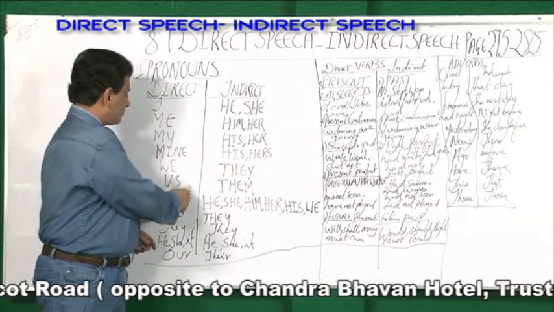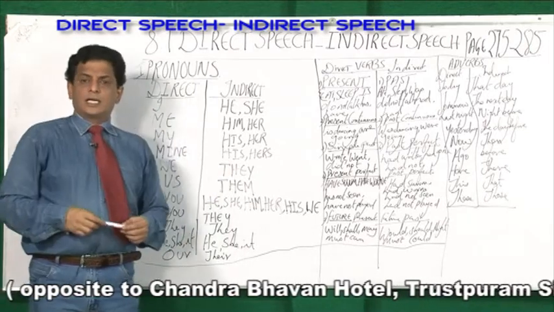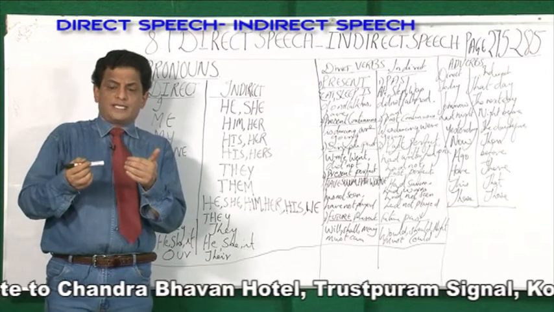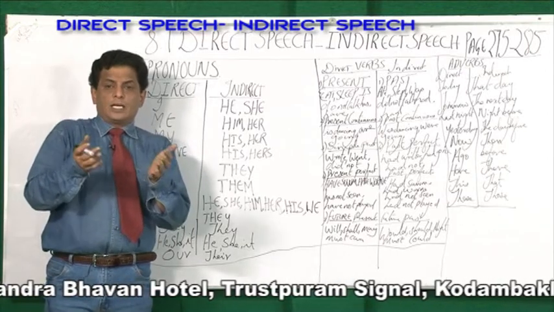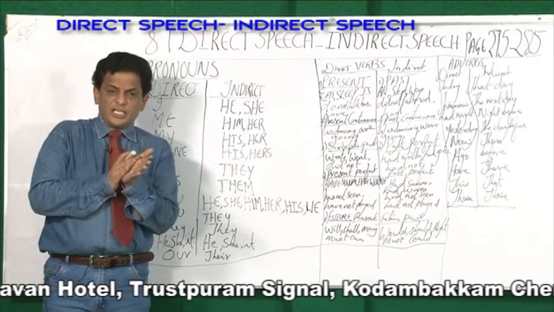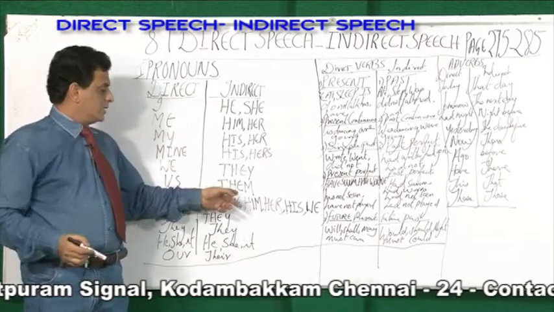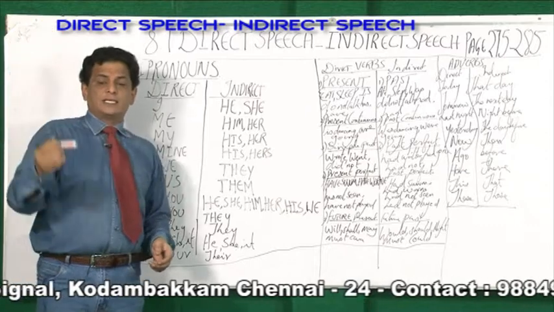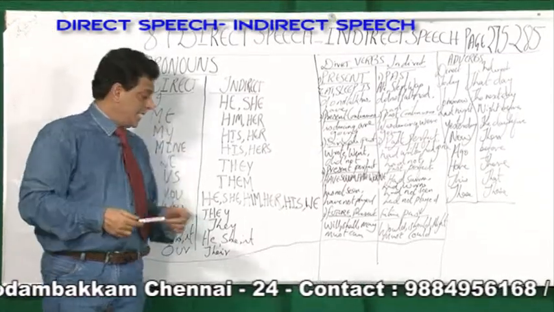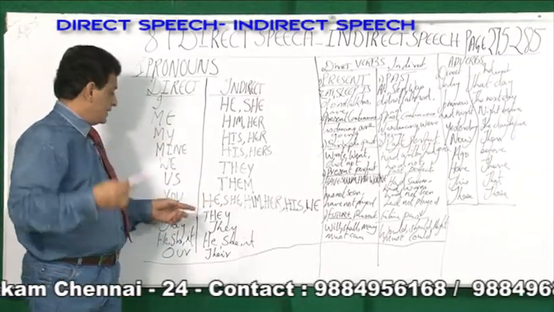Us. For example, you can say, the minister gave us an award. How do you go and say to somebody else? Sir told the minister had given them an award.